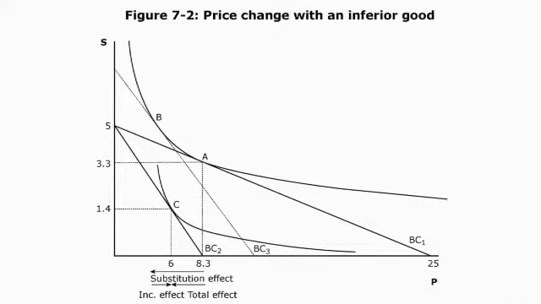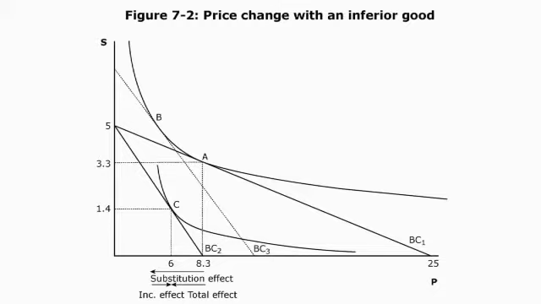So if we look at figure 7.2, now we're talking about the price change with an inferior good. Now imagine someone choosing between steak and potatoes. Steak costs $5 a pound initially, and potatoes cost $1 a pound. Initially, you have an income of $25. So someone has an income of Y equals 25, the price of steak is $5, and the price of potatoes is $1.